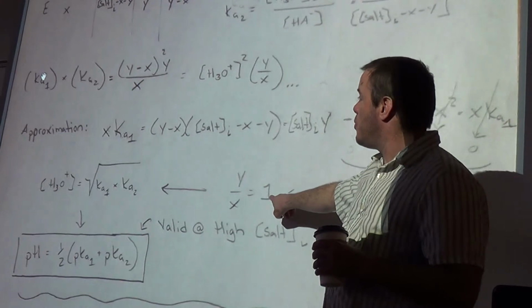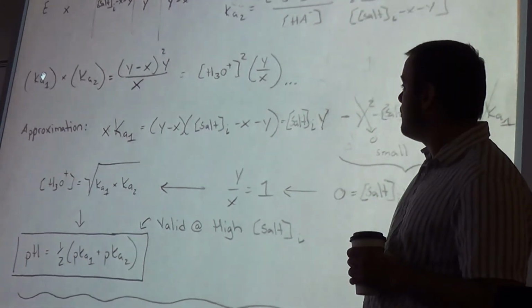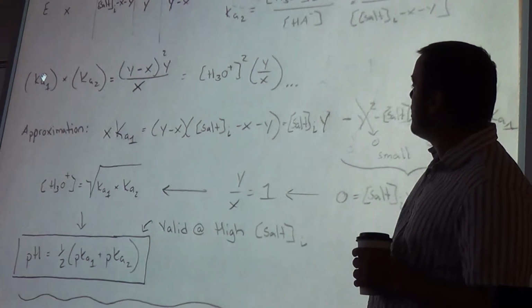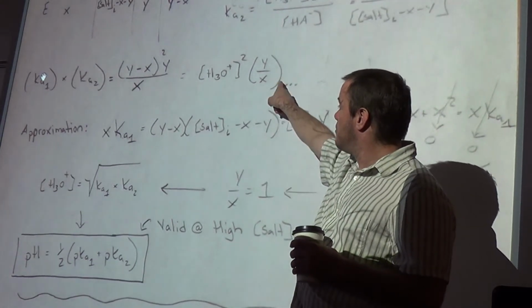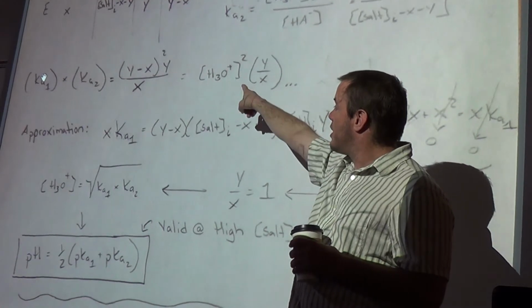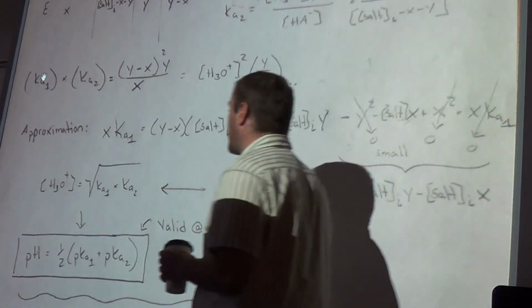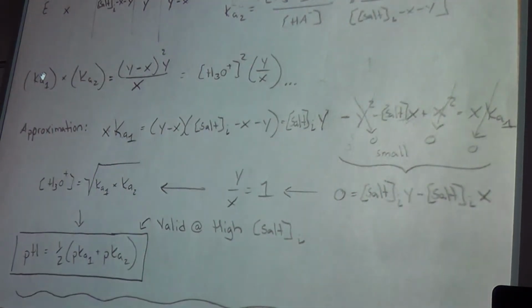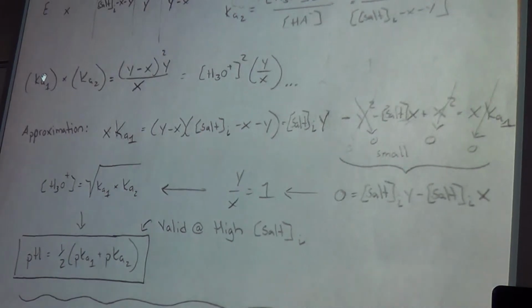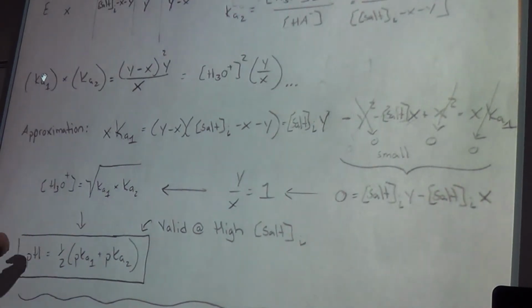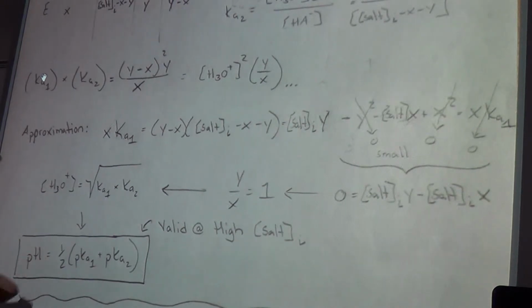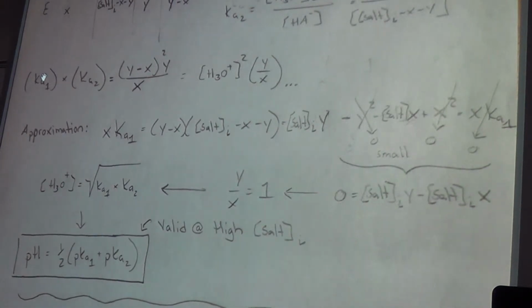You take that approximation, Y over X is equal to 1, and therefore conc H3O plus is going to be the square root of Ka1 times Ka2. You take the negative log of both sides of that, and you end up with an expression that the pH is equal to 1/2 pKa1 plus pKa2. So you've seen that expression before for an amphiprotic system.